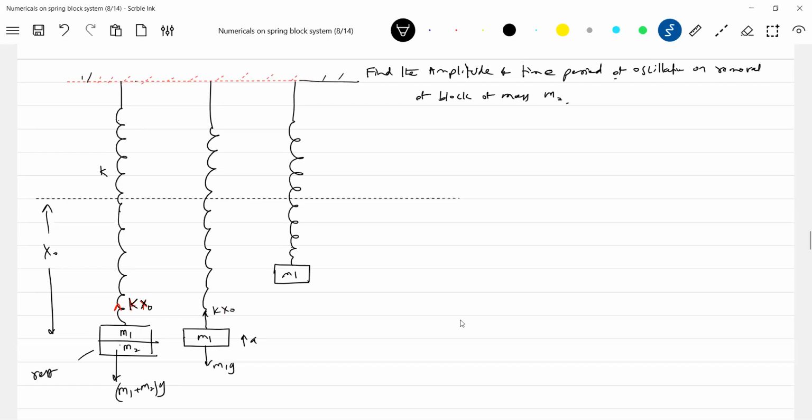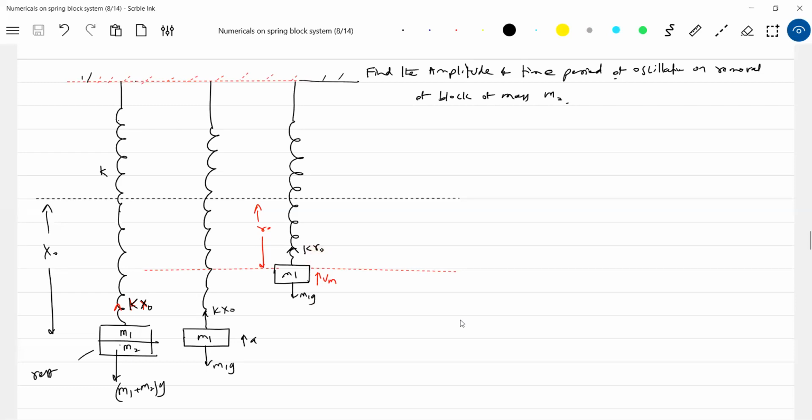Okay, the new one: this is K r naught, I'll write. What is r naught? It's the new mean position. Let it be here. So this will be r naught, and here it will have maximum velocity. Now what will happen to it? As it keeps moving up, m1g will become greater than K r naught.